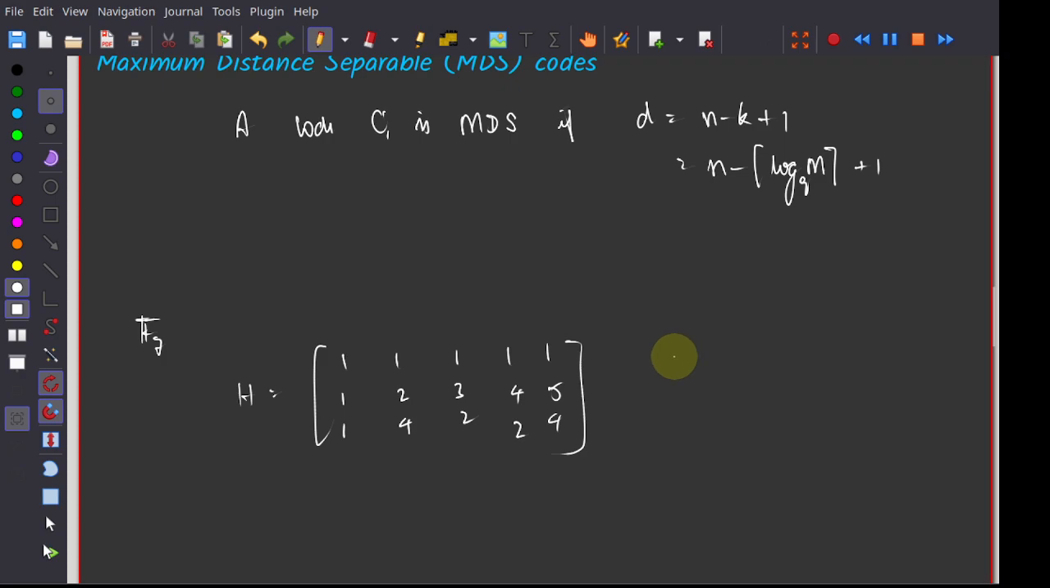So what are n and k in this case? K is 2. So what is n minus k plus 1? Yeah, 4. So what do I want to show? If this is MDS, then how many columns should be linearly independent? D is 4, so d minus 1 columns, so 3. If every set of 3 columns is linearly independent, then this is MDS. Correct?